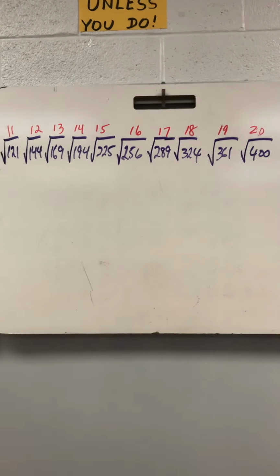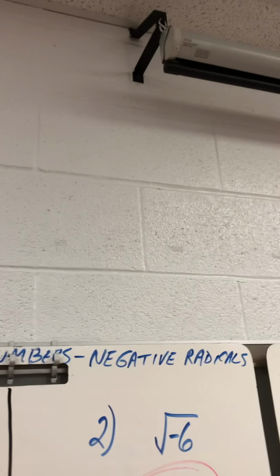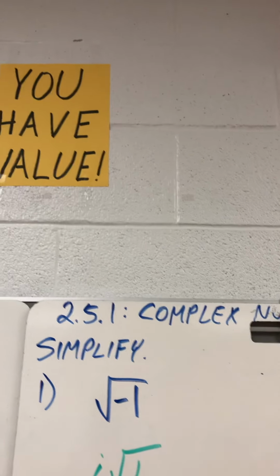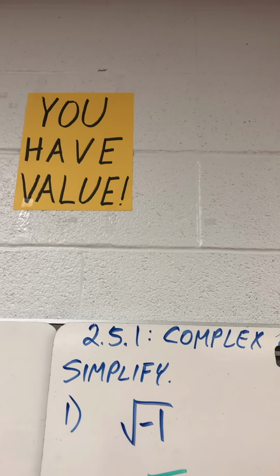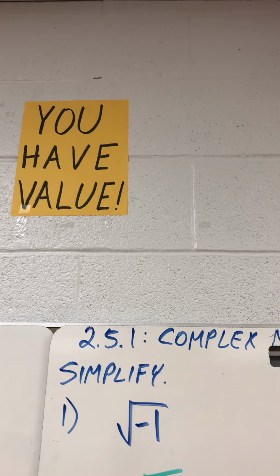Okay. So I'm going to talk about complex numbers, or negative square roots, negative radicals, also called imaginary numbers, okay? So we're going to start with what's the square root of negative 1. See, there's no possible way to take the square root of negative 1.